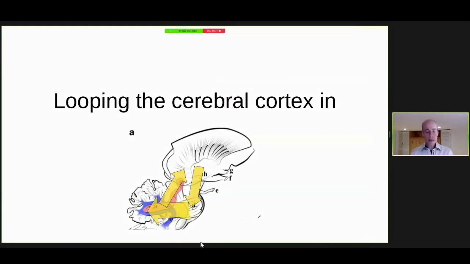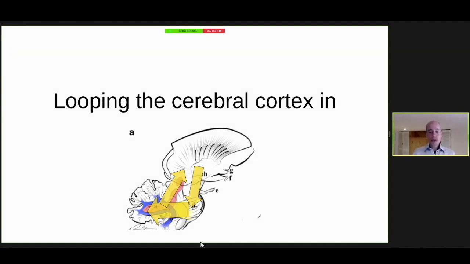So the final little piece I want to talk about here is looping the cerebral cortex in. I know this talk is primarily, or should be primarily, about the cerebellum and connectivity in the cerebellum. But the cerebellum doesn't act in isolation, right? It's connected through to the cortex.